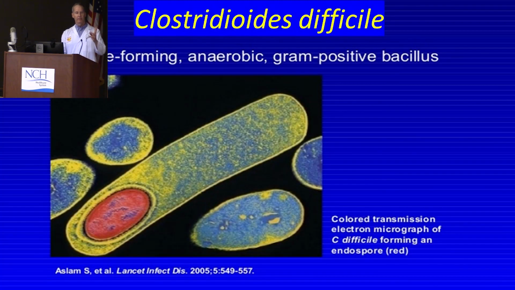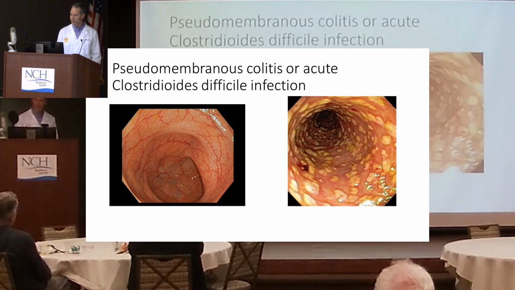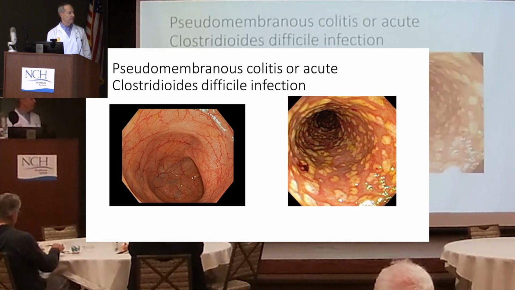Now, the story of FMT in the last 50 years is closely associated with Clostridioides difficile, formerly Clostridium difficile, and I'll abbreviate it C. diff. And just as a review for you, it's a gram-positive spore-forming anaerobic bacillus, and that little orange inclusion body there is a developing spore within the cell. And it's relevant because pseudomembranous colitis, or acute Clostridioides difficile infection, is a consequence of this microorganism.